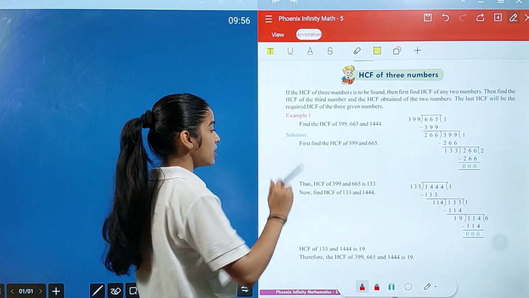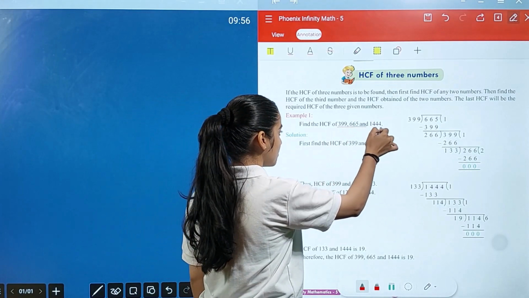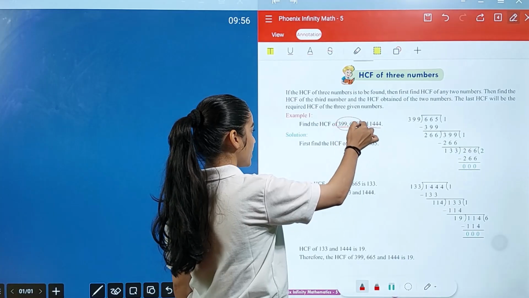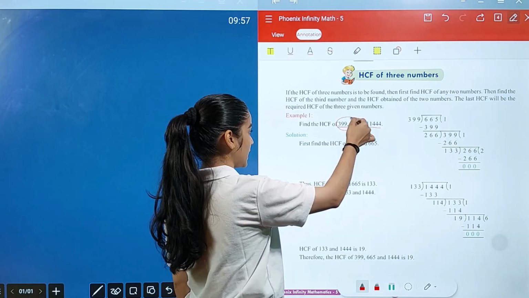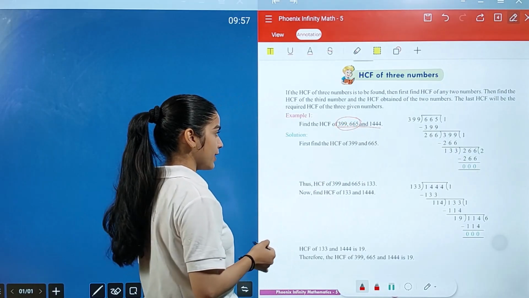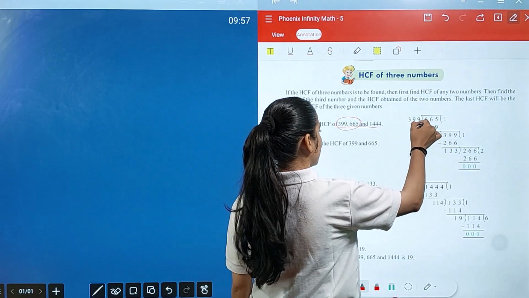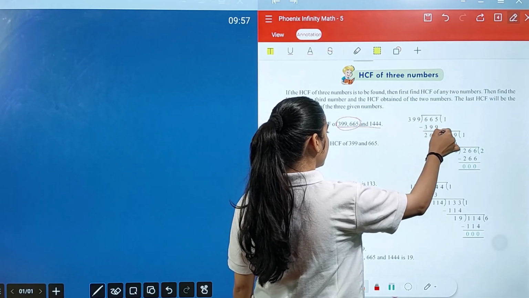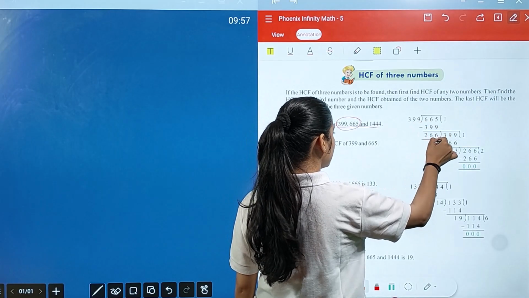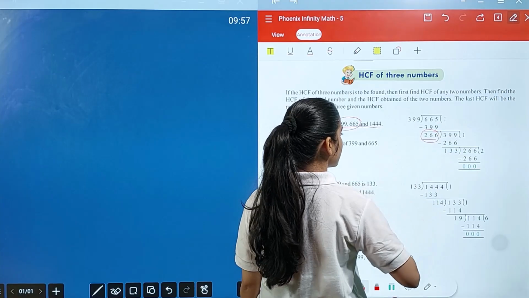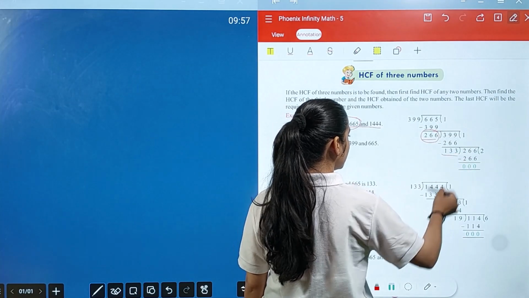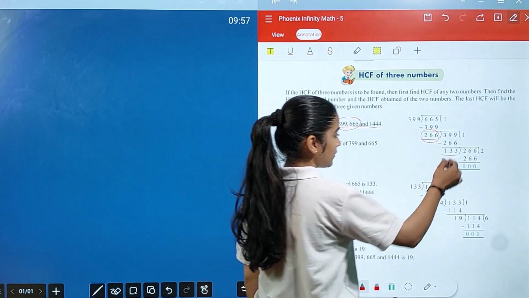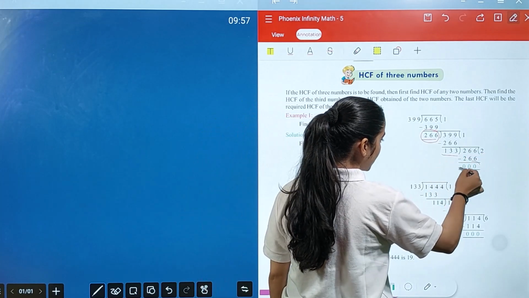For example, if we have three numbers, first we take the first two numbers, and we already know that the bigger number will be your dividend and the smaller number will be your divisor. 665 divided by 399, you will get remainder 266. Then 266 is the new divisor for 399. Then you have 133, which is the divisor of 266, and you will get 0.